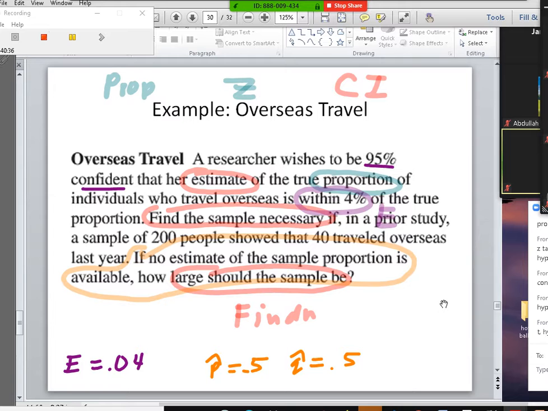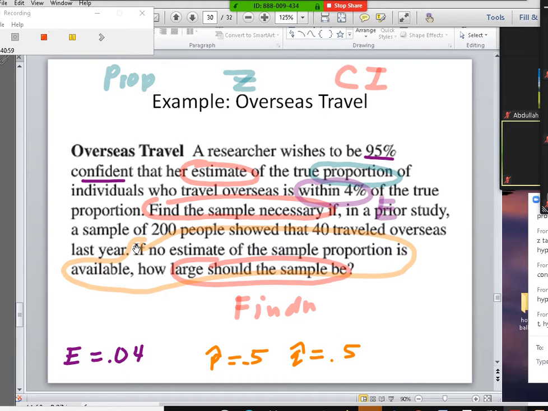So here, just to give you guys a little review on this one, we're going to look at the second part. If no estimate of the sample proportion is available, how large should the sample be? We're going to answer this one down here. So first, I have to give you the E. If I'm asking you to find n, I must give you E. So find the word within, or the word error, and you'll find your E. Everybody find the word within here? Where's within? Yep, right here, within 4%. So that's my error. So that means my error is 4%, 0.04.